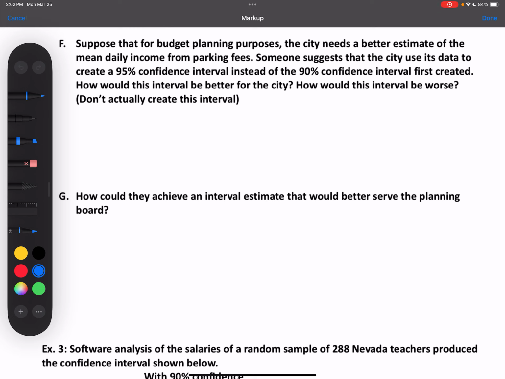Okay, well, suppose that for budget planning purposes, the city needs a better estimate of the mean daily income from parking fees. Someone suggested the city use its data to create a 95% confidence interval instead of the 90% confidence interval first created. How would this interval be better for the city? How would this interval be worse?